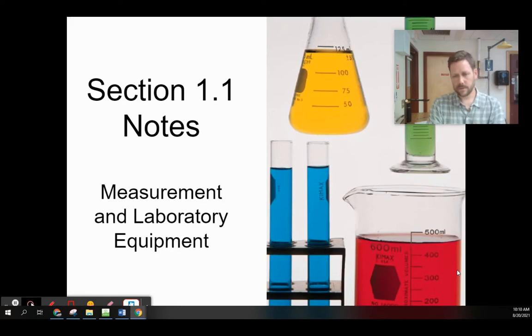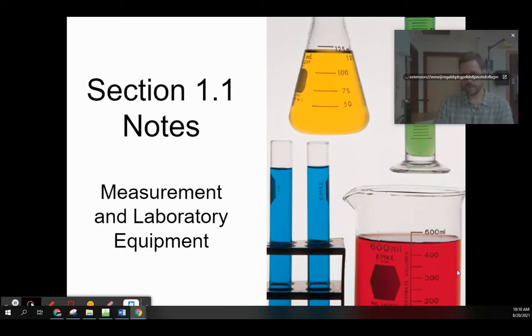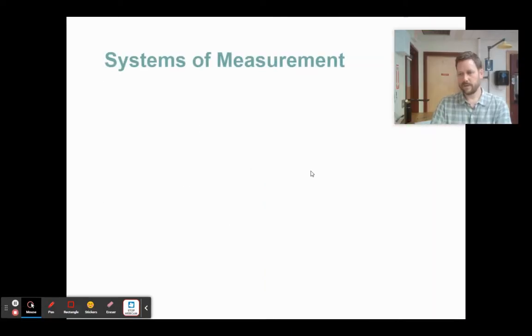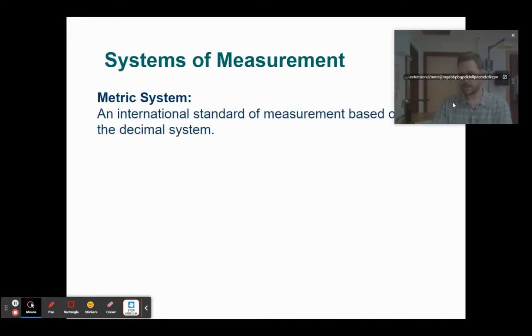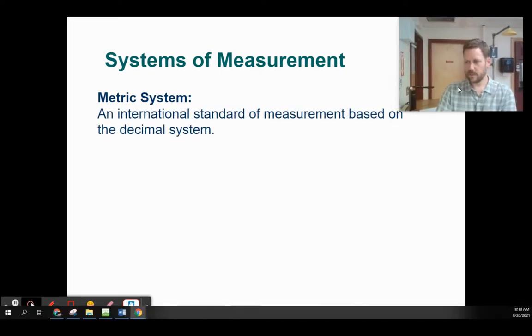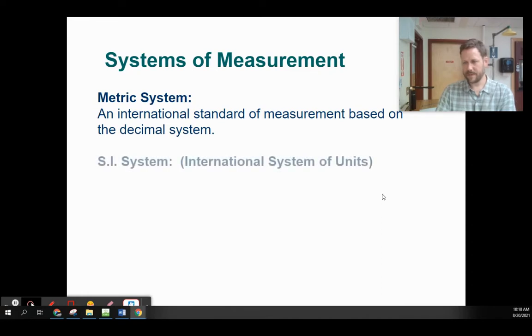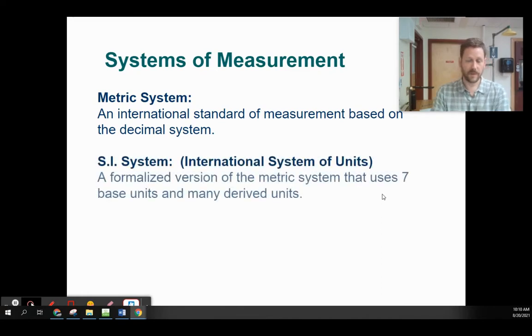Let's talk about the different systems of measurement that we're going to want to be familiar with in chemistry. First of all, we have the metric system, which is an international standard that's based on the decimal system, so all powers of 10. We have the SI system, which stands for International System of Units, or Système International, the French phrase that the acronym comes from. And that's a formalized version of the metric system.